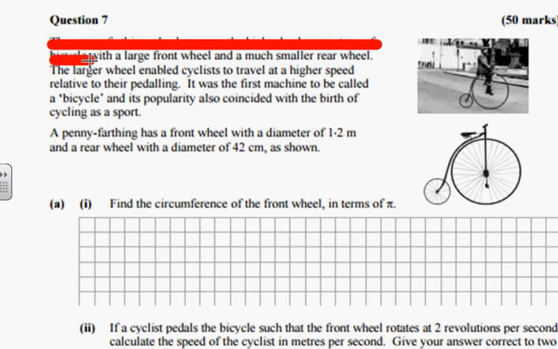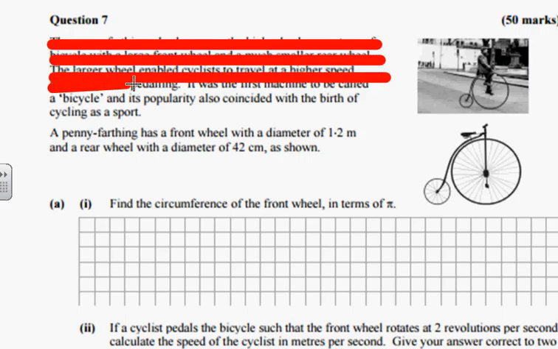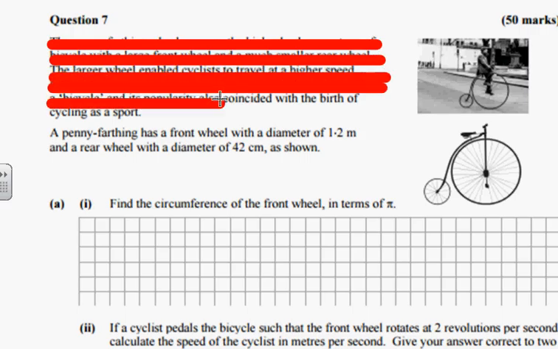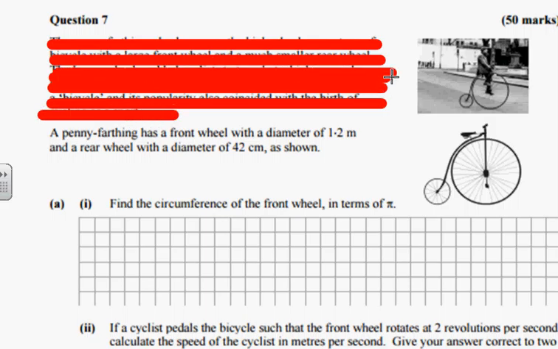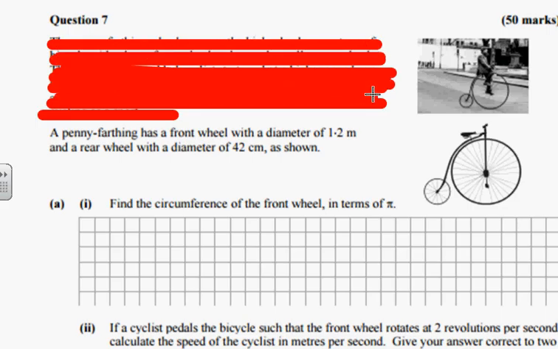I'm even reading that. Okay, that is how much extra reading they gave me that was irrelevant. They gave me no numbers, they gave me nothing about it. Just, it's a big wheel and a small wheel, it's a pennyfarthing bike, right?